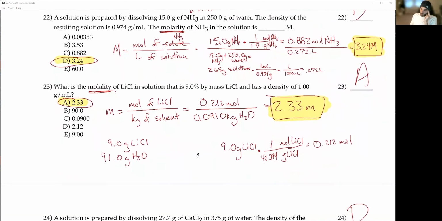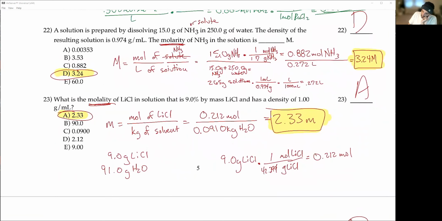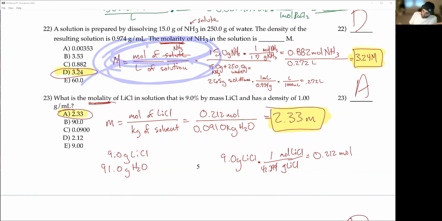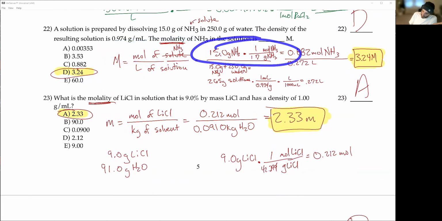A solution is prepared by dissolving... Okay, so we're looking for the molarity, and it's always worth looking for what you need. I know molarity is equal to moles of solute, or NH3 in this case, over liters of solution. So we're going to solve this in a different way. I'm going to solve for moles of solute first, and then liters of solution. Here's my calculation for moles of solute, giving me 0.882 moles NH3.